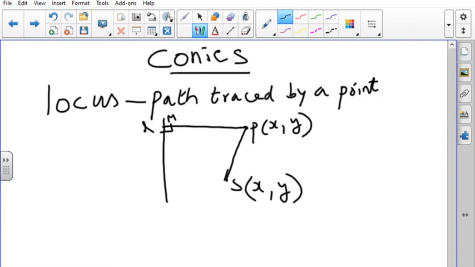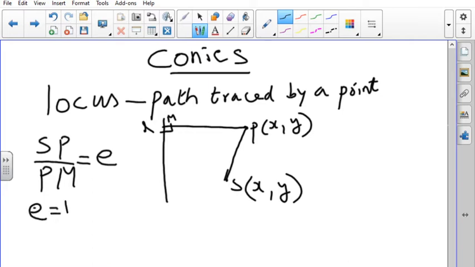So what is a conic? A conic is a path traced by a moving point such that SP by PM bears a constant ratio, and that constant ratio is taken as E. SP is the distance between the 2 points, and PM is the perpendicular distance. The ratio between them is a constant, which is equal to E.